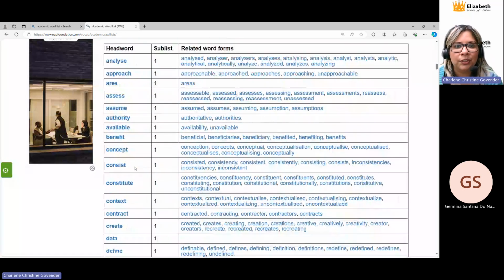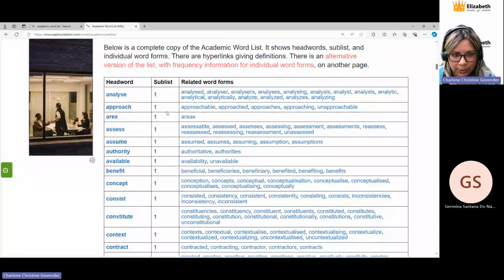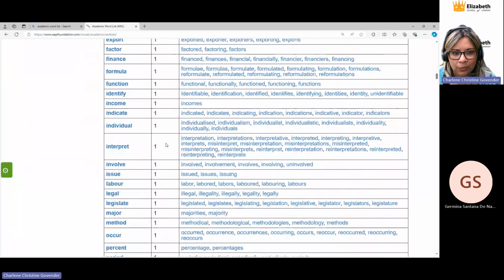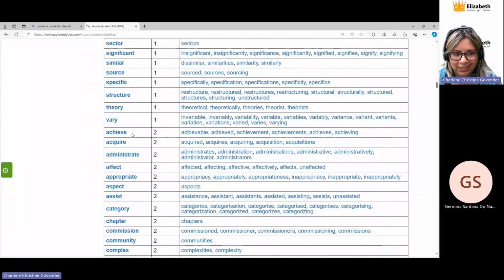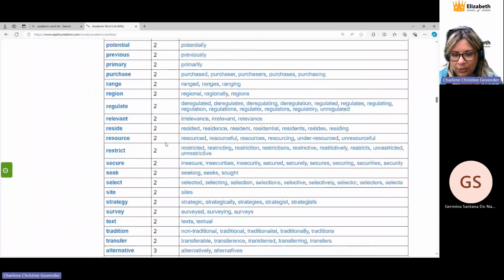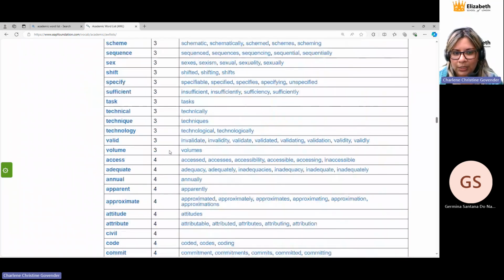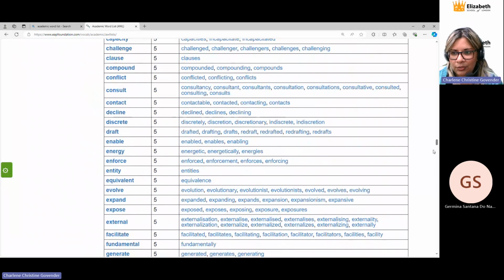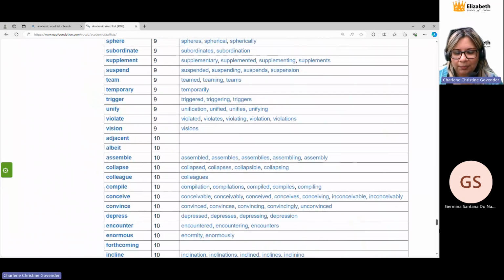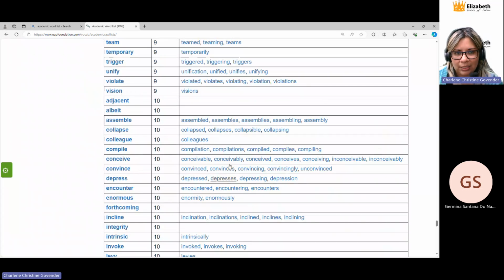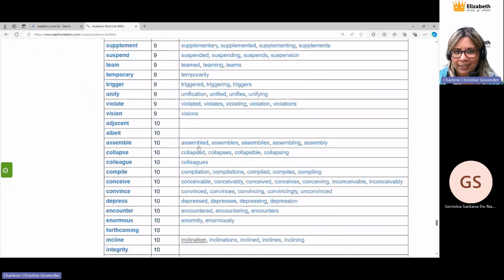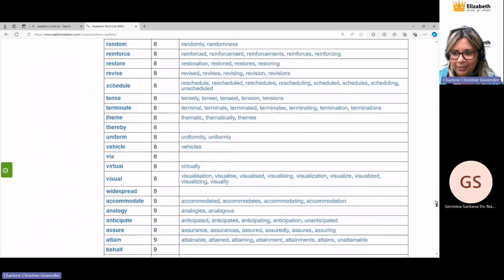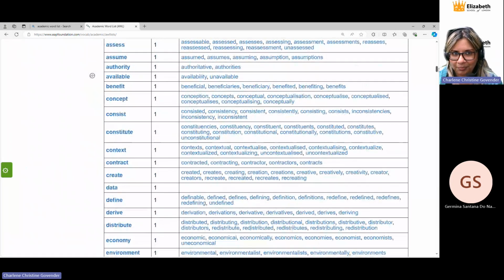So starting from here, here's your sublist 1. These are all the most frequent words that you will use. You can see it stops with achieve. Achieve is sublist 2, so that's your next most frequent. And it goes down to 3, 4, all the way to 10. So I would recommend that you give one a go, work your way down. So that's basically what your academic word list will look like.